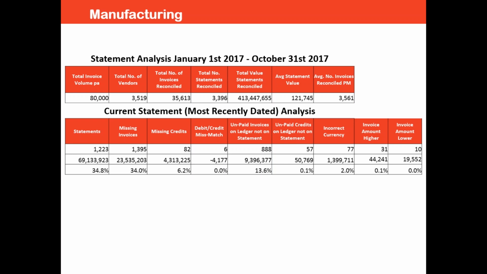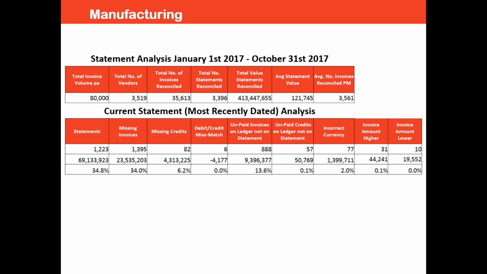And then on the missing credits, it's £4 million worth of missing credits, and there's 82 missing credits across those statements, which is 6.2% of the total statement value. And then if you move across, debit credit mismatch means that you've got invoices on the ledger which are on your system as credits, or vice versa. And then unpaid invoices on ledger, not on the statement.